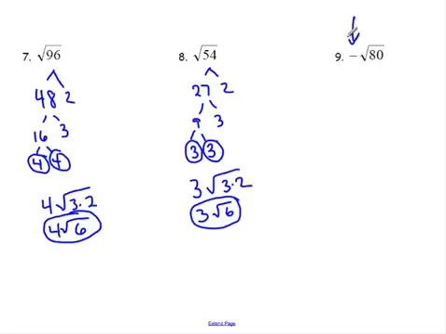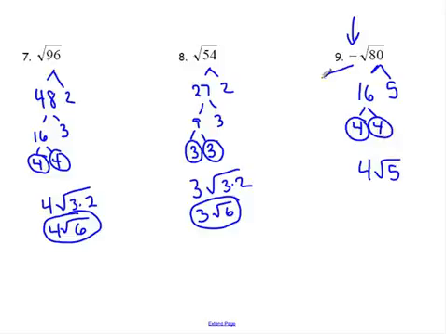A lot of people get worried when there's something out front. All I'm going to do is save that for later. 80 again can be broken down into 16 and 5. 16 can be 4 and 4, and those are perfect squares, so I can stop at that point. This would give me 4 times the square root of 5. Remember, there's this negative sign that just gets multiplied out front, so I have negative 4 times the square root of 5.